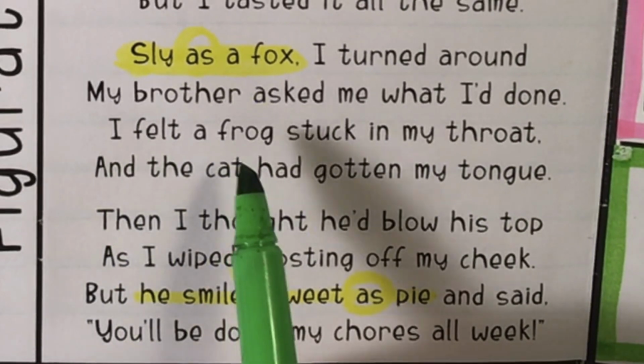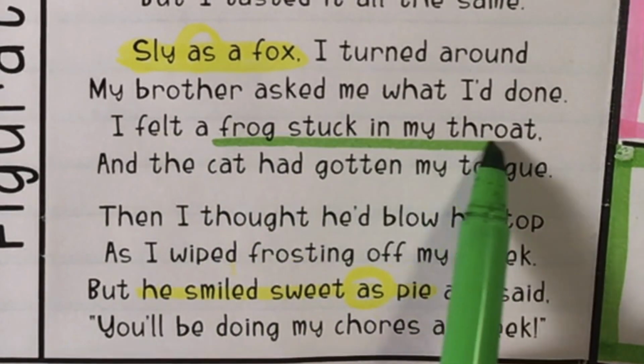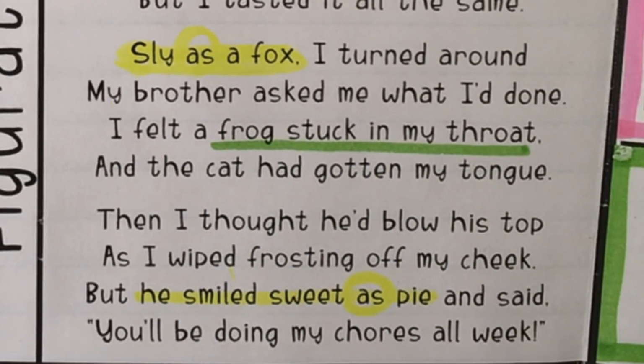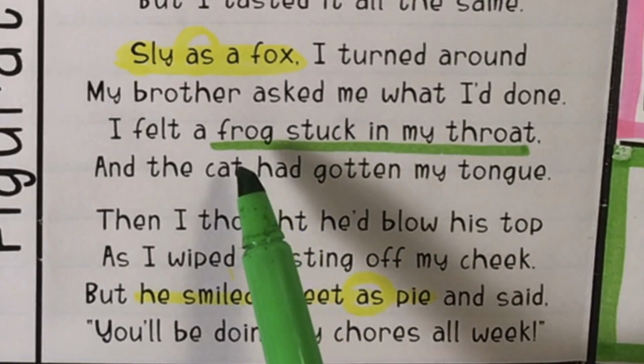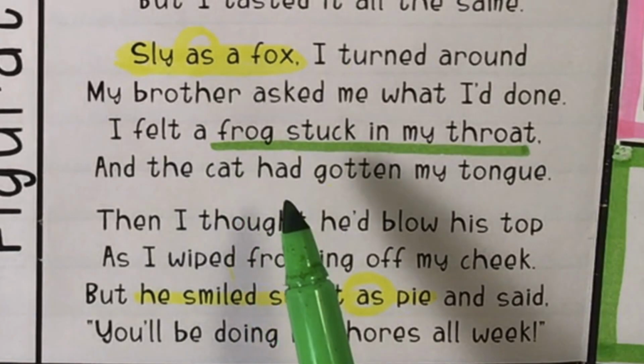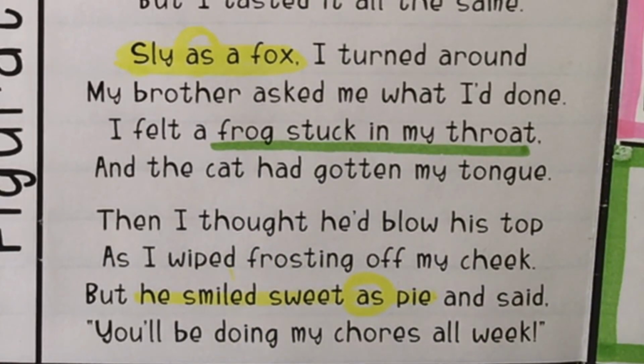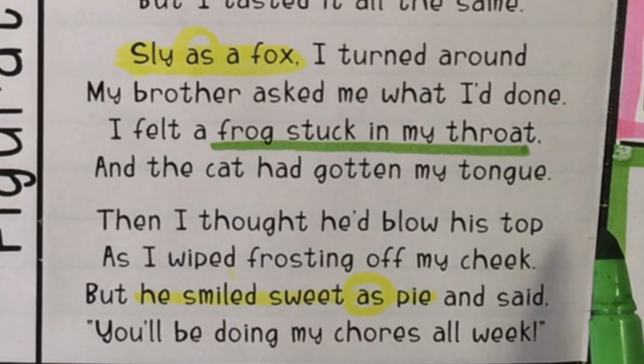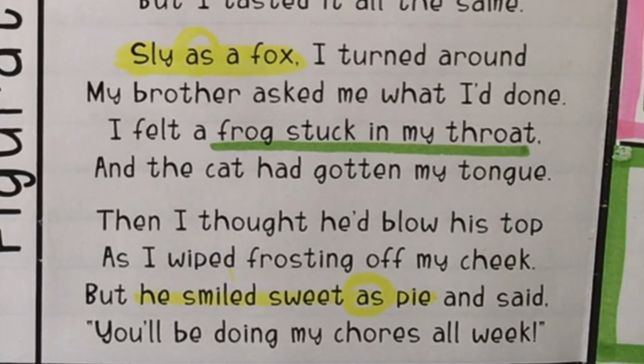I felt a frog stuck in my throat. Did I really have a frog in my throat? Because that would be gross and weird and I'd probably choke. No, but what it actually means is that there was a lump in my throat. It was because I knew I had been caught and I had done something wrong and I just couldn't talk. I couldn't get any words out for a second, but there was not an actual frog stuck in my throat. So if you watch the video on literal and non-literal, this is completely non-literal. This is not what I mean. I do not mean there's an actual frog in my throat. I just mean I couldn't talk.